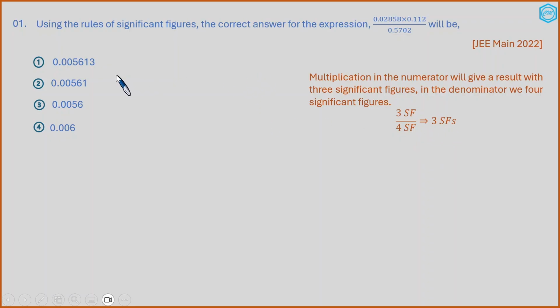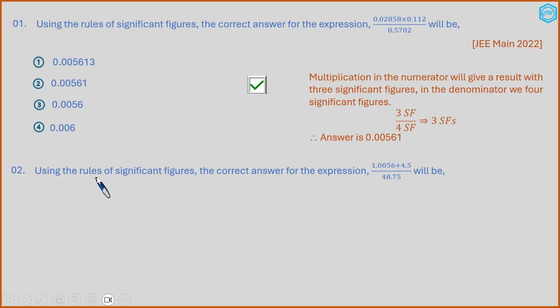So we have to choose the option which is having 3 significant figures. Here it is 4, now here it is 3. Option 2 is the correct answer. Here the number of significant figures is 2 and here it is only 1. So the correct answer is 0.00561.